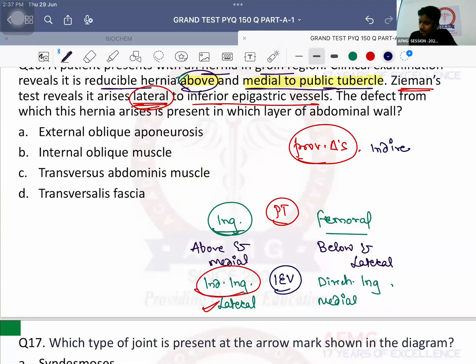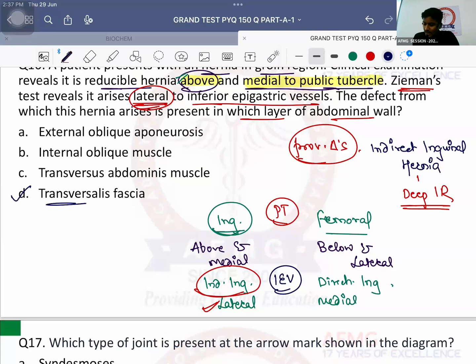Now, indirect inguinal hernia arises from, very good. Indirect inguinal hernia is a protrusion or a herniation from the deep inguinal ring. And deep inguinal ring is a defect in which layer of the abdominal wall, children? Very good. It is the transversalis fascia.